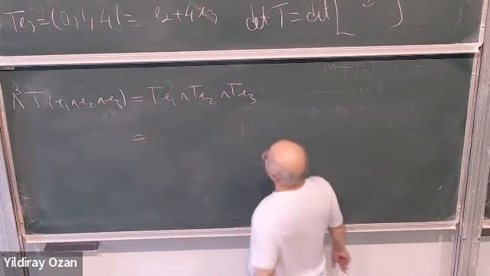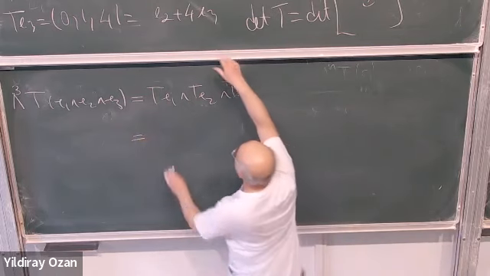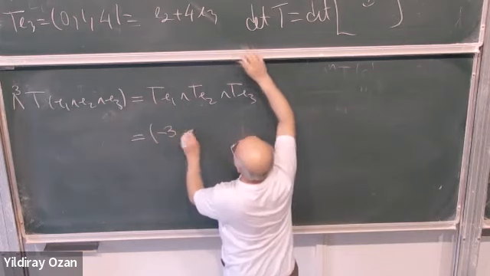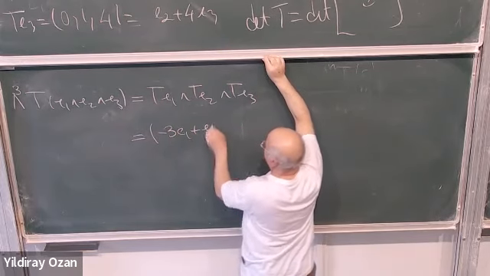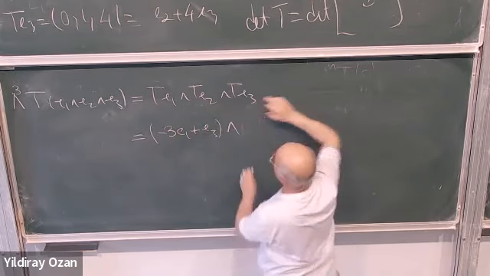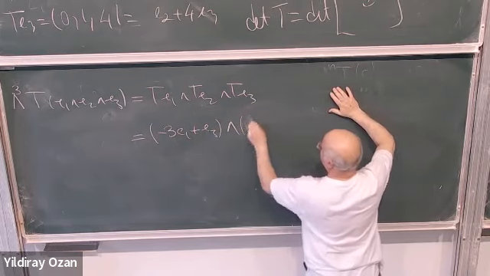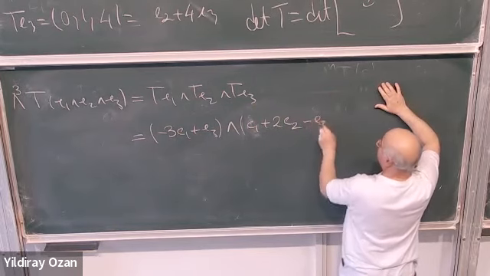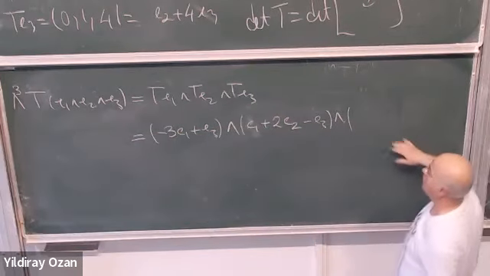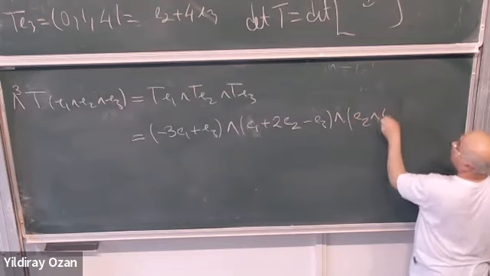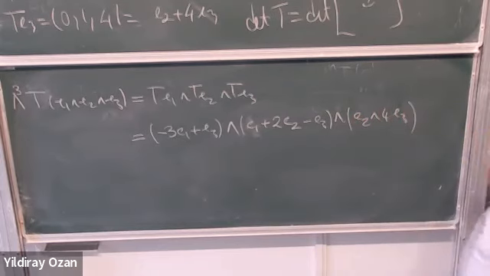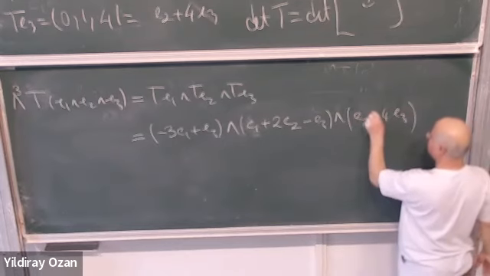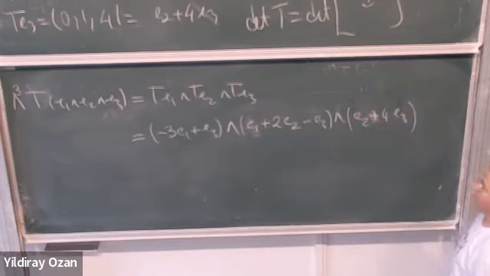All right. What is TE1? I already computed it. It is minus 3E1 plus E3. Wedge TE2, it is what? E1 wedge 2 E2 minus E3, wedge E2 wedge 4 E3. Efendim? E2 artı 4 E3. Artı. Peki, ne yapabilirim şimdi?